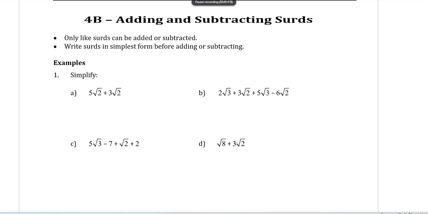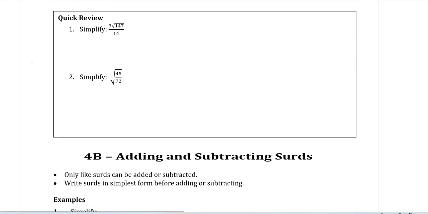Year 10. Today we are going to be adding and subtracting surds, but before we do that, let's quickly review how to simplify surds from last lesson. So question 1, simplify 3 root 147 over 14.